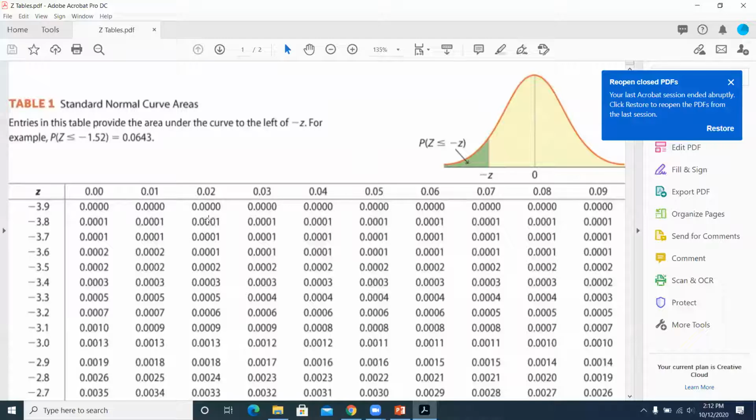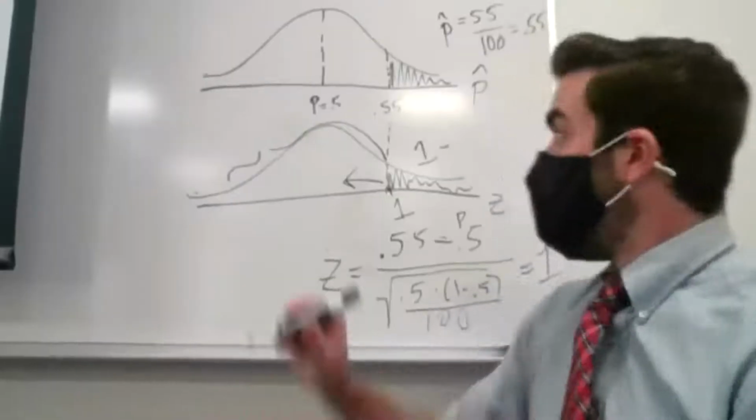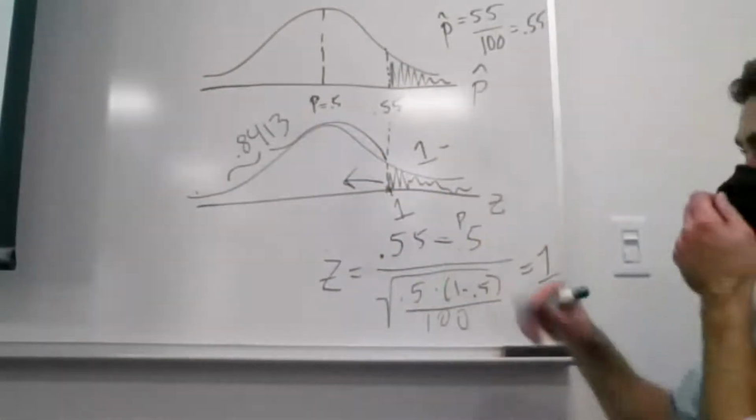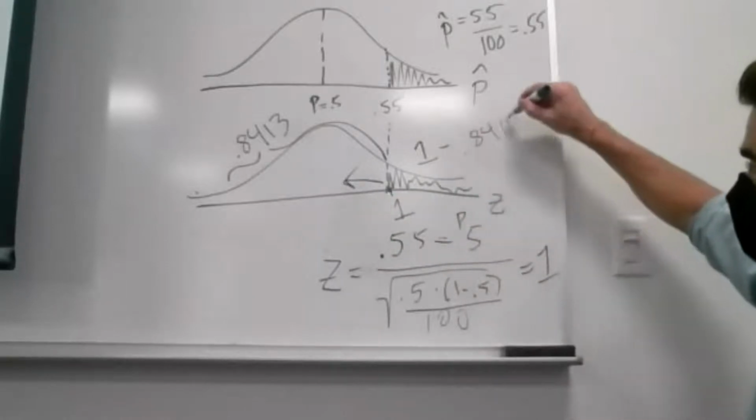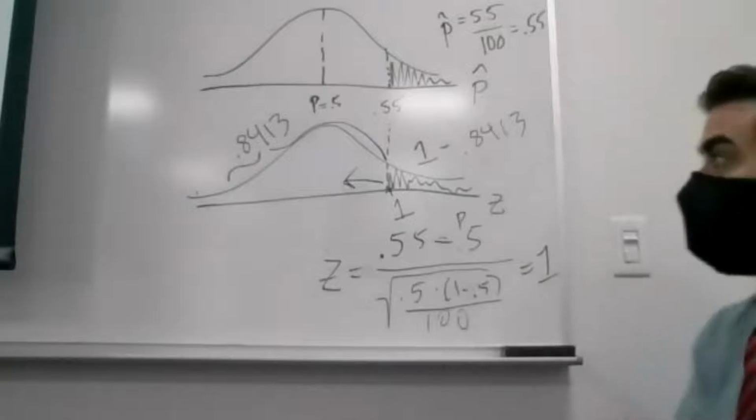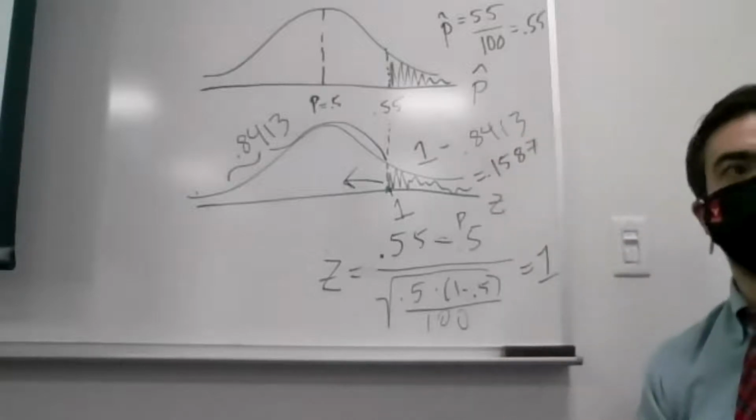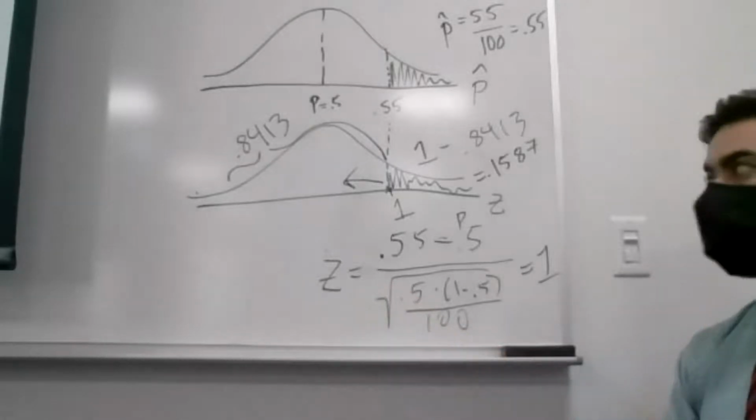I have a z-score of 1, which is 1.00. So 0.8413 is the probability of seeing that z-score or anything below it. I want the probability of seeing that z-score or something above it. So I need to subtract that from 1, right? That's 0.1587, okay? So once I know I'm using this z-score, it's not too bad.